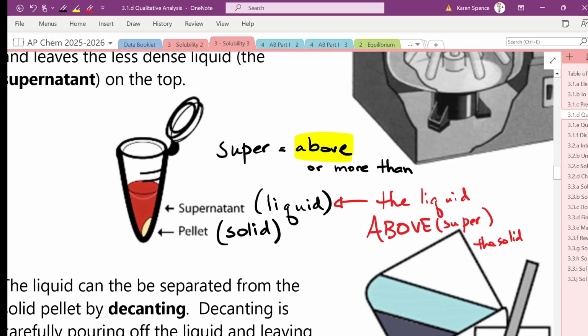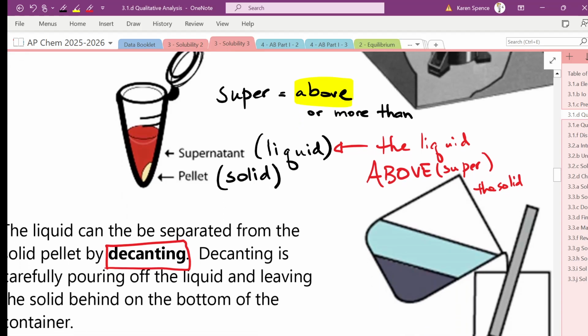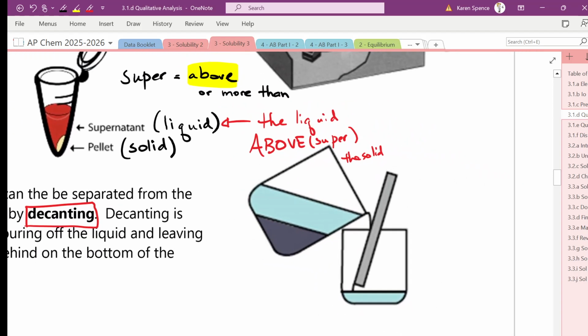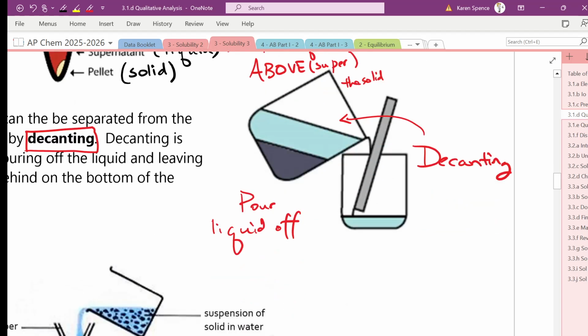Now, the process of pouring the liquid off is called decanting. Okay, so this process right here, this is called decanting, where we pour the liquid off and leave the solid behind.